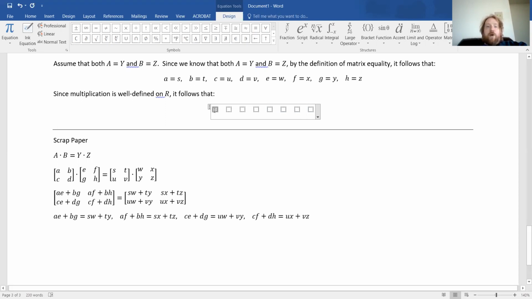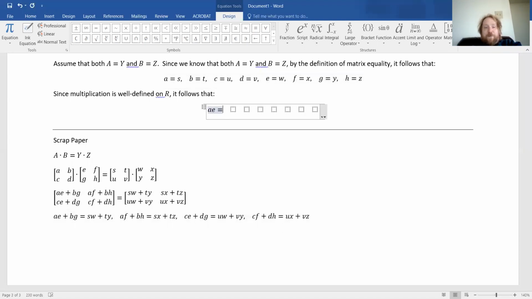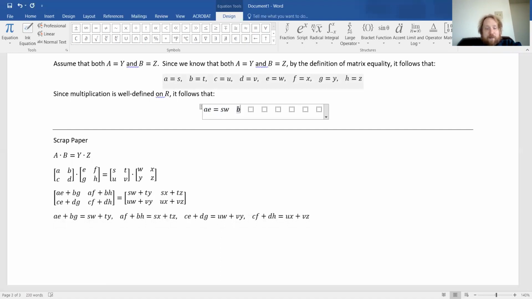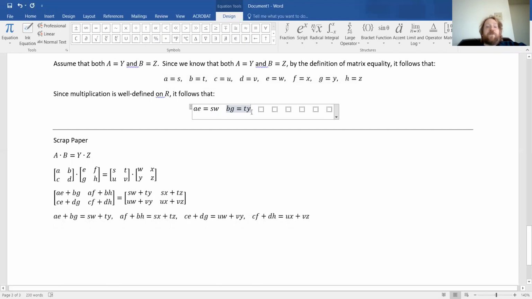Now, we want the AE to equal SW. Let's see, we get that because A equals S and E equals W. Now, we want BG to equal TY. And we get that because B equals T and G equals Y. Similarly, we can see that we get the other 6 pairs of numbers equal that we want.